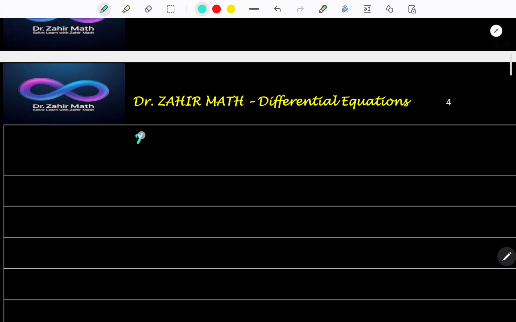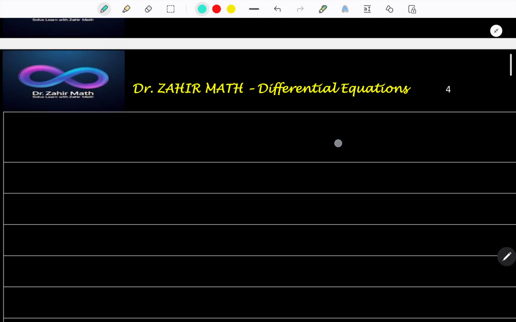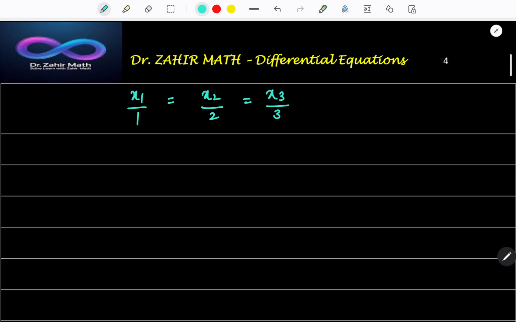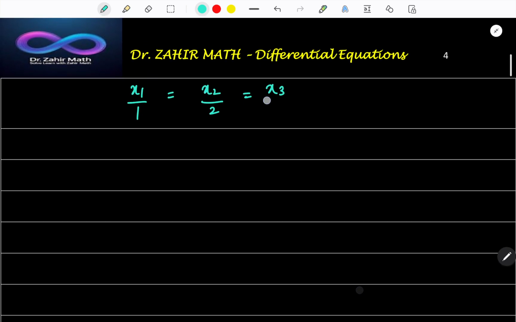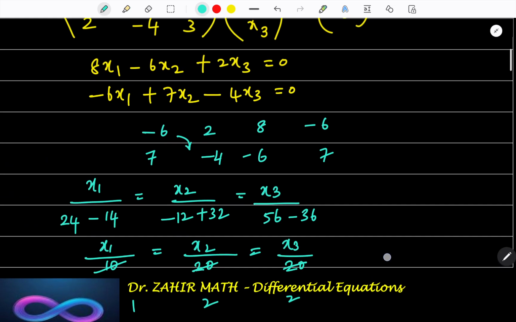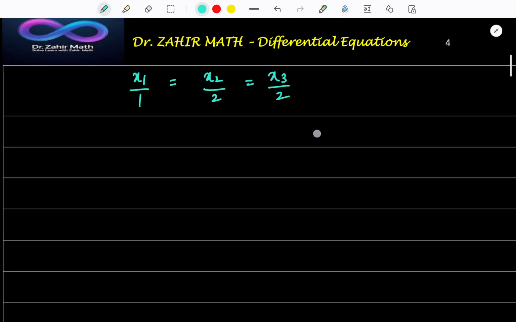So therefore your x1 divided by 1, x2 divided by 2, and x3 divided by 2. Yes, sorry, I'm making mistakes. Some teachers, instead of x1, x2, x3, will use x, y, z also. Nothing wrong in that. Both are going to be the same.